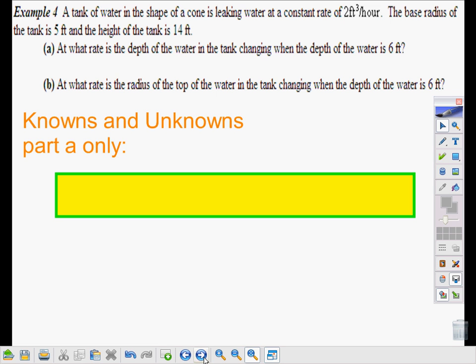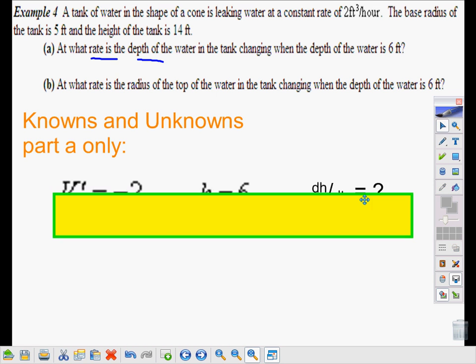Reba, what's the unknown, the thing we're trying to find? The rate of the depth. So how do you write that? Something equals question mark. What? dh/dt. Those are all things you need to know.